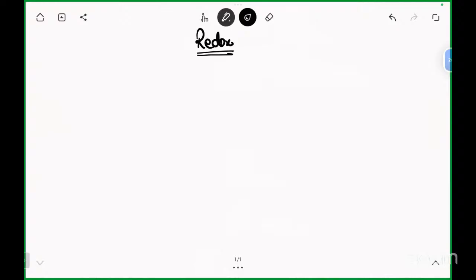As the name suggests, red represents reduction and ox represents oxidation. So the reaction in which oxidation and reduction occur simultaneously is known as a reduction-oxidation reaction, that is redox. In this reaction, one of the reactants is getting oxidized, while the other one is getting reduced.